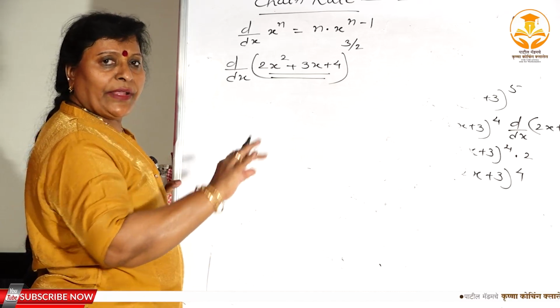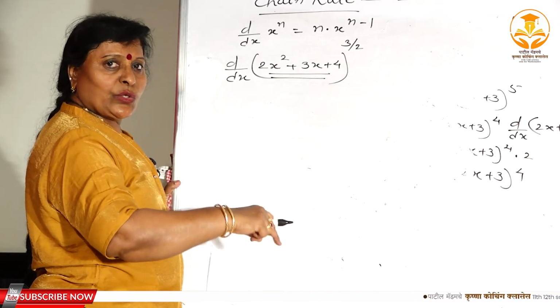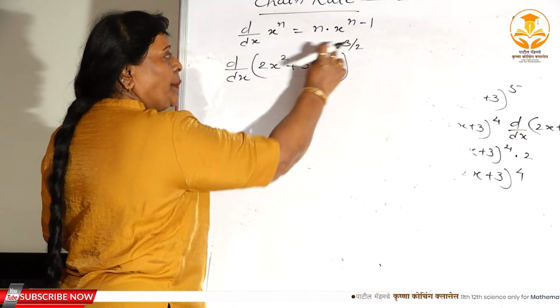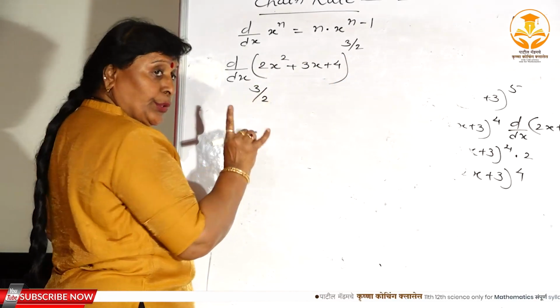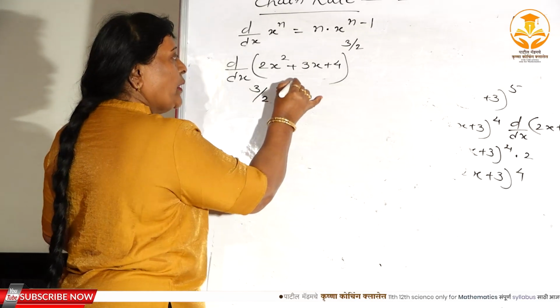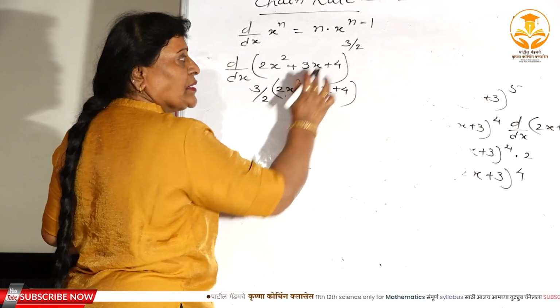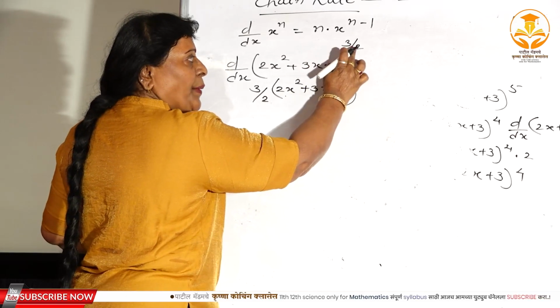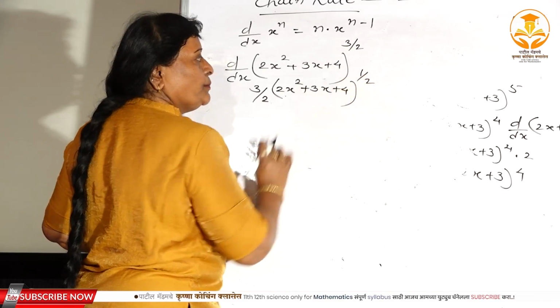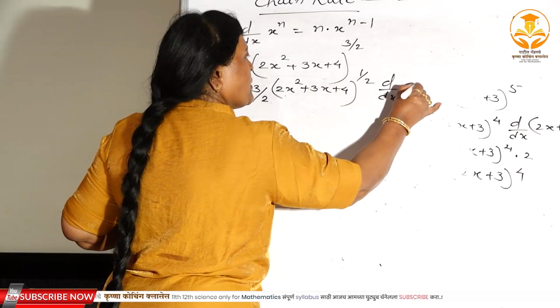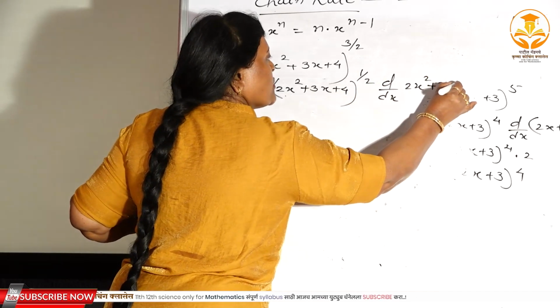What is the derivative of x to the power n? n into x to the power n minus 1. Therefore, what is the derivative of u to the power 3 by 2? 3 by 2, u meaning (2x square plus 3x plus 4), whole to the power n minus 1. 3 by 2 minus 1 means 3 minus 2, that is 1 by 2. Right? u ठेवून काढलं.